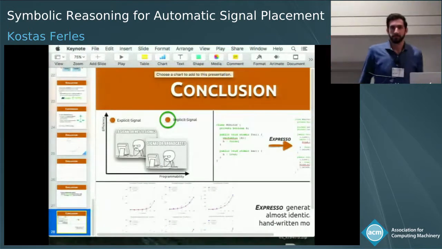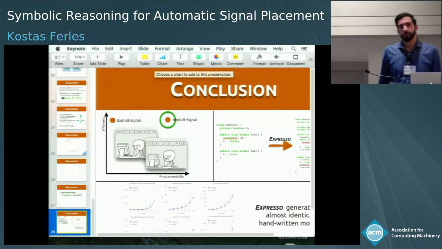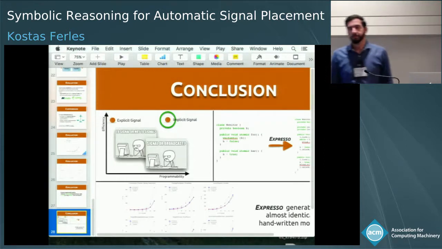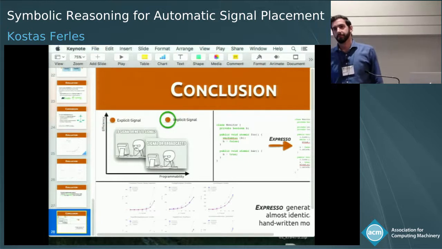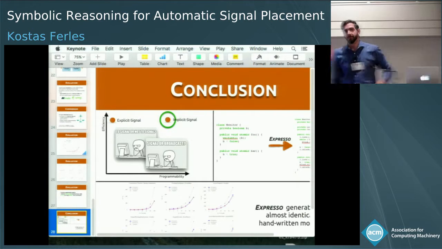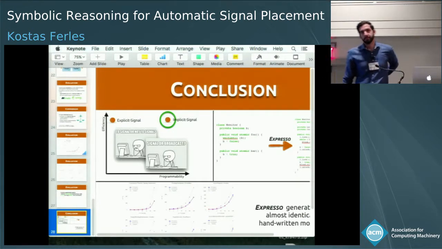Hi, thanks for the talk. So if you have a technique for generating correct explicit signal code, are you kind of close to having a tool that, along similar lines, can verify whether a given piece of explicit signal code is correct?